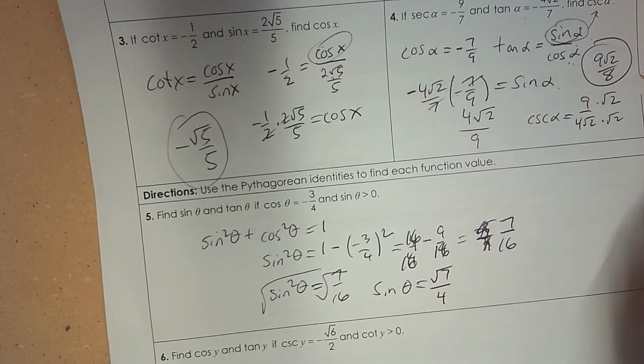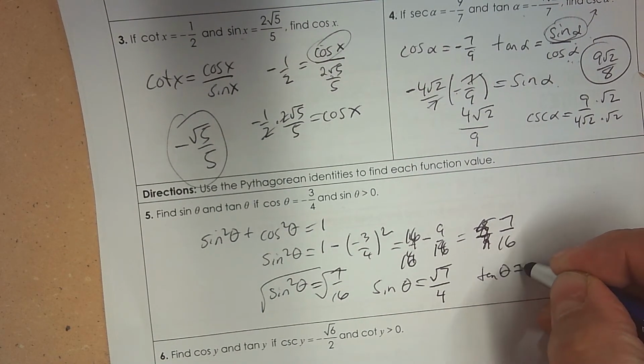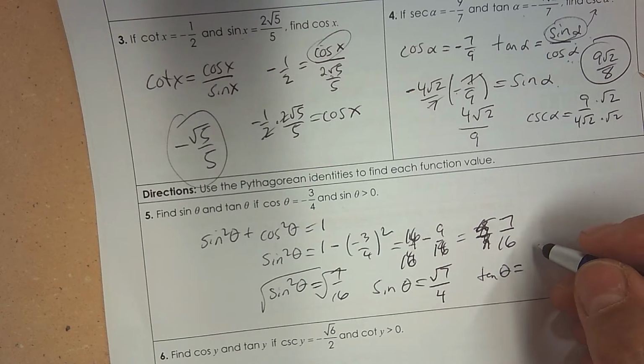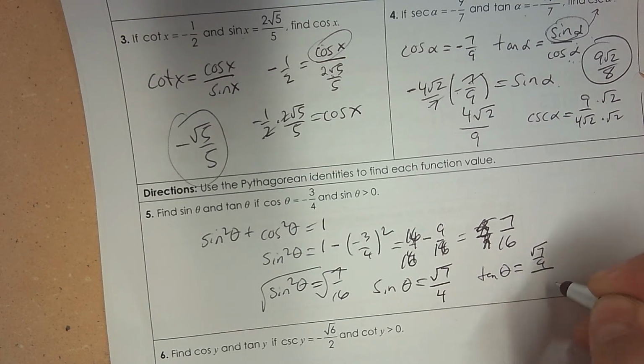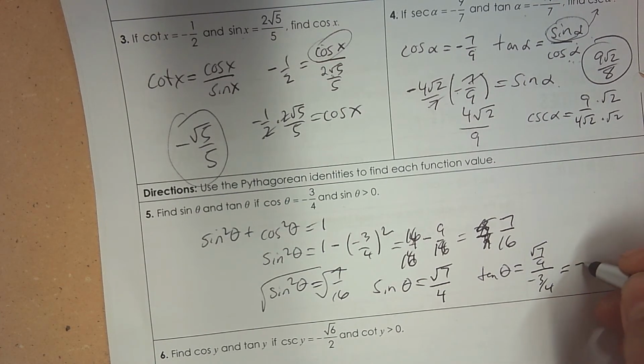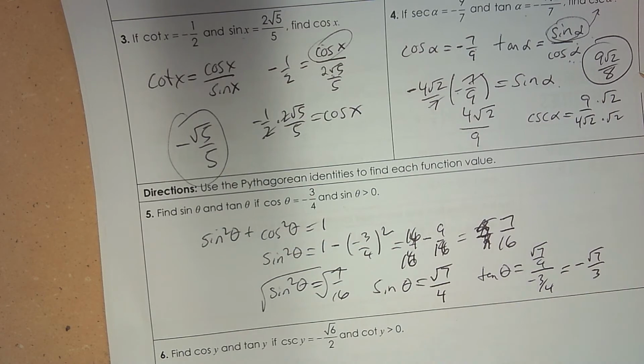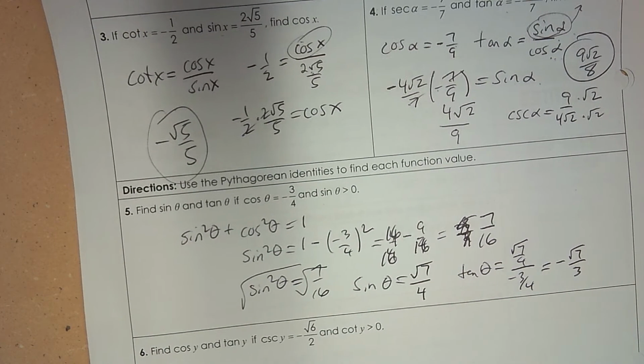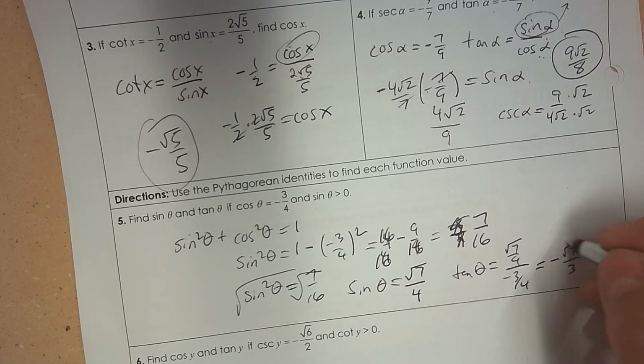Now, tangent theta is equal to sine over cosine. Notice both of them have the same denominator. So when I go root 7 over 4 and negative 3 over 4, the 4's divide out and leave me with root 7 over 3, and it's negative. So here's one answer, and here's the other answer.